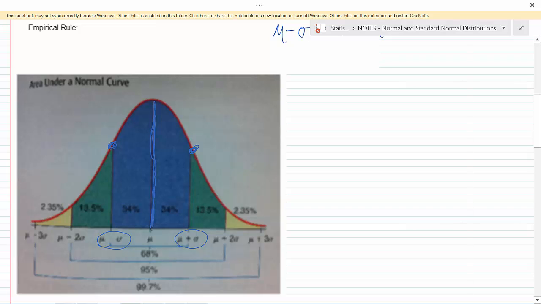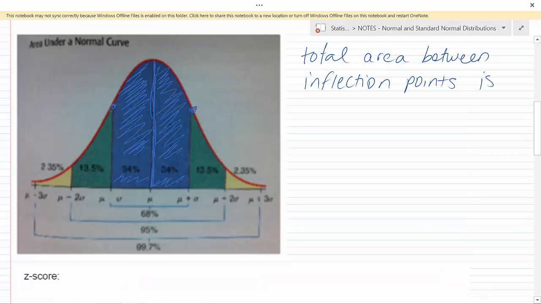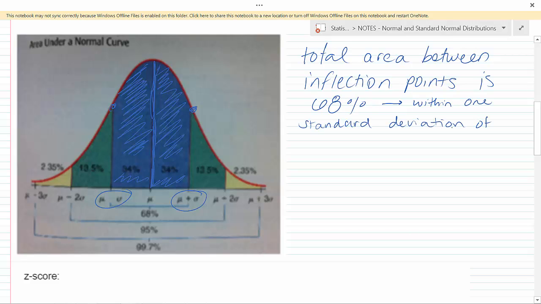So notice that area between mu and the first inflection point represents 34% of the total area under the curve. And then that other set between mu and mu minus sigma is another 34%. So the total area between our 2 points of inflection is 68%. In other words, 68% of this curve is within 1 standard deviation of the mean, because we went 1 standard deviation to the right and 1 standard deviation to the left.